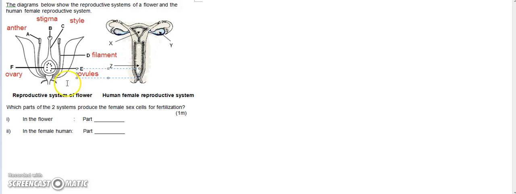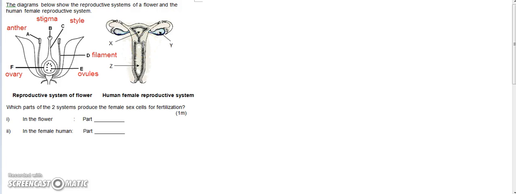So if the ovules become the seeds, let's count here how many ovules it has. 1, 2, 3, 4, 5, 6, 7, 8. Sorry, 8. So very easy, 8 ovules. That would mean that there would be roughly about 8 seeds in the flower when it becomes fertilized. The ovary will become the fruit. The ovules will become the seeds.